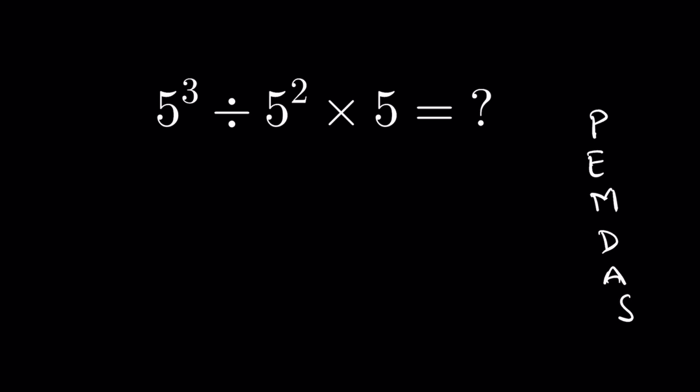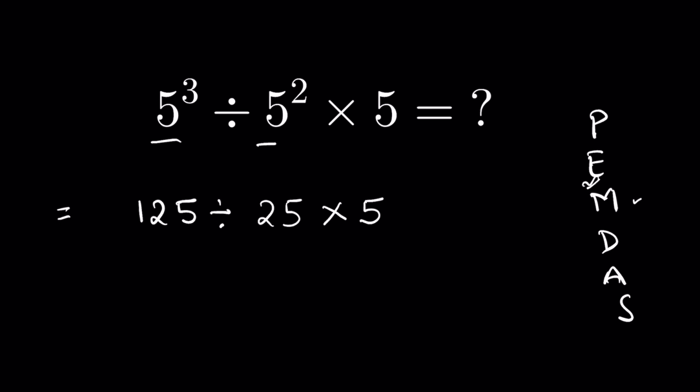So there is no parenthesis here, but there is an exponent. So before solving anything, we have to solve the exponent. One way to solve the exponent: 5 cube will be 125, then divided by 5 square is 25, then times 5.